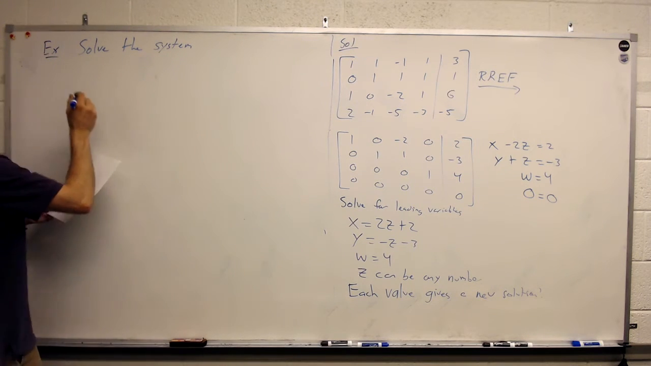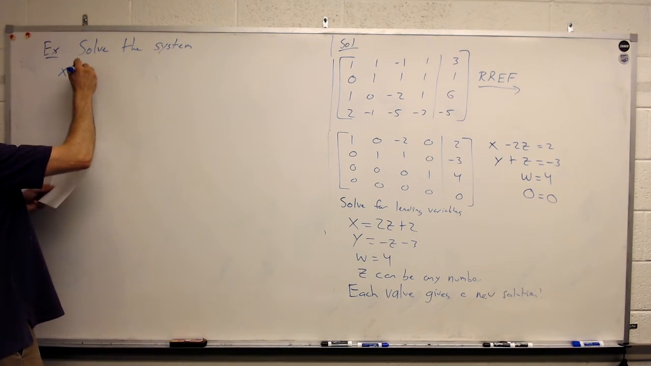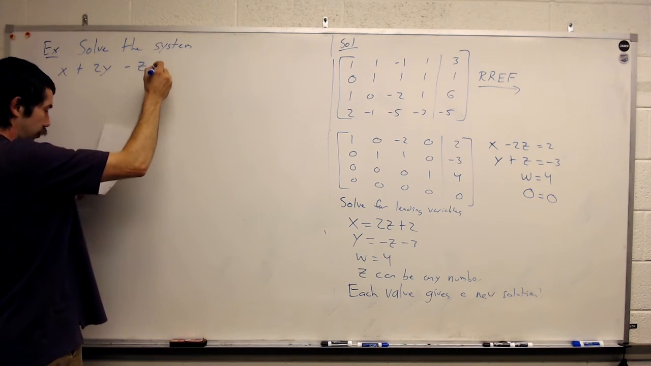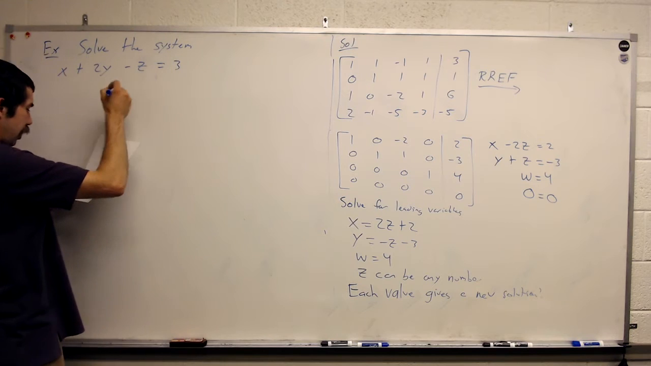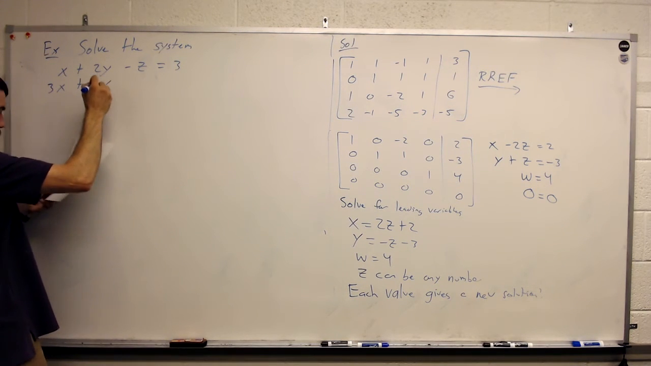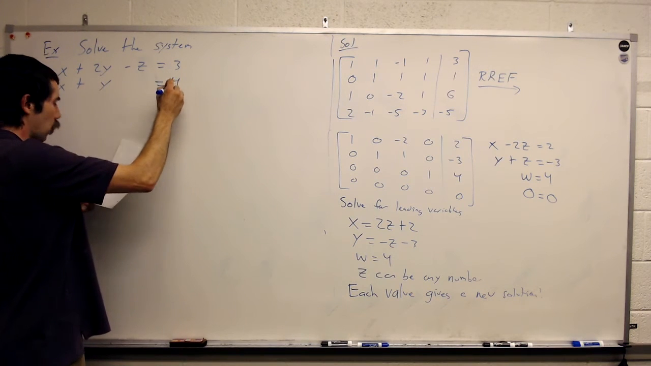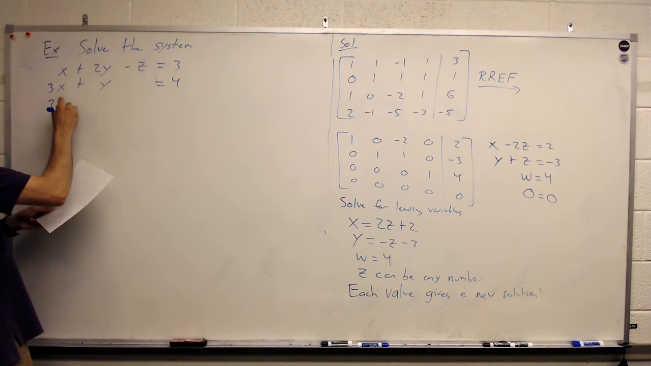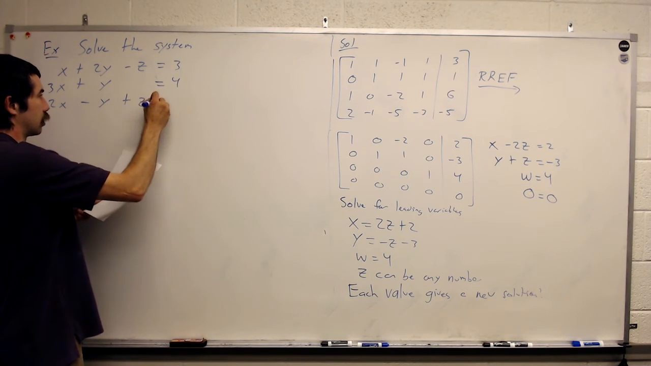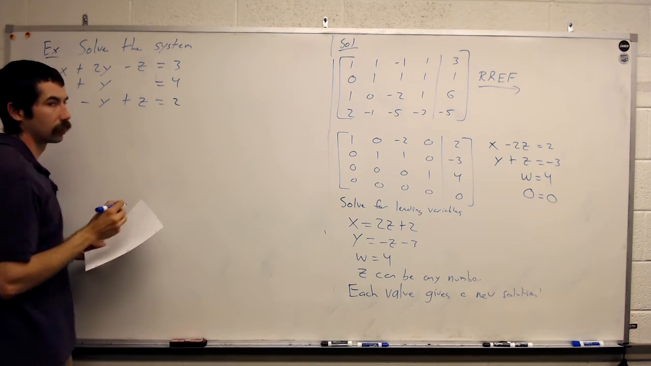Solve the system. So we have x plus 2y minus z equals 3, 3x plus y equals 4, and 2x minus y plus z equals 2.